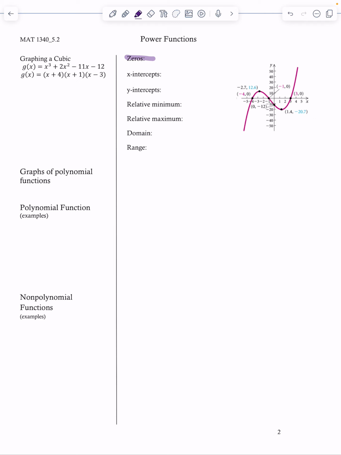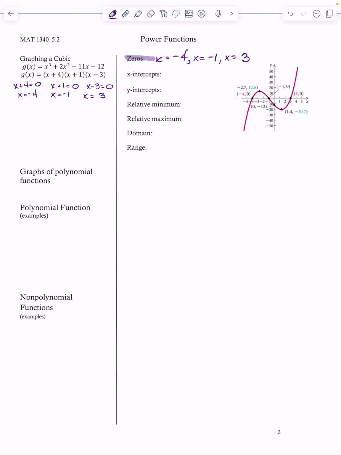Our zeros. Since this is already factored, our zeros are found the same way. I'm going to set each of the factors equal to 0 and solve for x. I want the x that makes it 0. It doesn't matter how many things I am multiplying. If they multiply to equal 0, that's what we're looking for. Those are our zeros. So our zeros are x equals -4, x equals -1, and x equals 3.